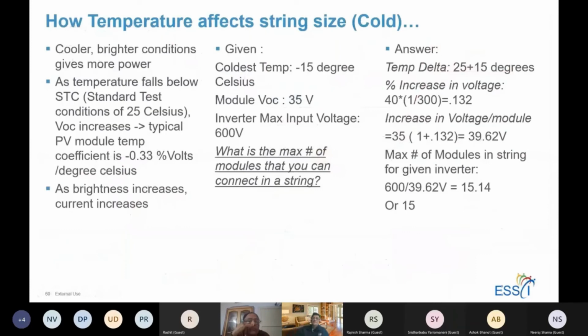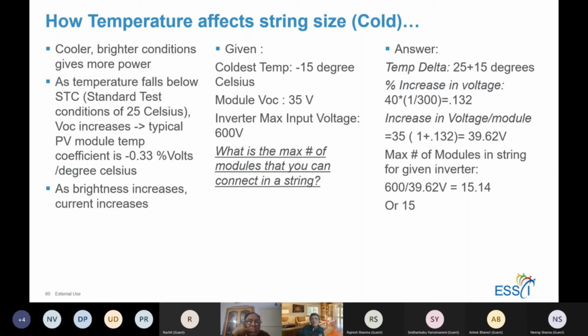So how does the temperature affect the string size? Now this is also something you can't really ignore. For example, you know that the modules are rated to give a particular power at the standard test conditions. And the standard test conditions are 25 degrees centigrade, at an air mass rating of 1.5, at zero wind condition.